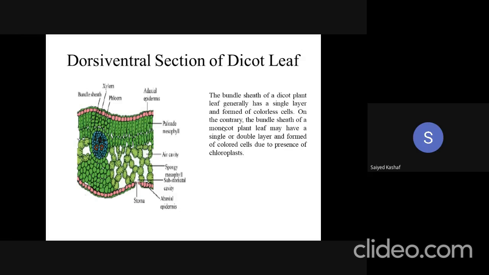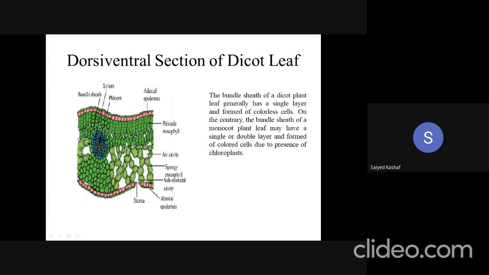Now we will discuss the dorsiventral section of the dicot leaf. The basic difference between the dicot leaf and the monocot leaf we will discuss right now. The bundle sheath of the dicot leaf generally has a single layer of colorless cells. This bundle sheath surrounds the vascular bundle, which contains xylem and phloem, whereas in the case of monocots, the vascular bundles have a single or double layer of colored cells due to the presence of chloroplasts.